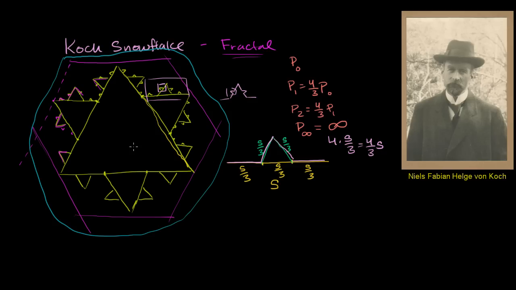So a bunch of really cool things here. One, it's a fractal. You can keep zooming in, and it'll look the same. The other thing, infinite perimeter and finite area. Now you might say, wait, Sal, this is a very abstract thing. Things like this don't actually exist in the real world.